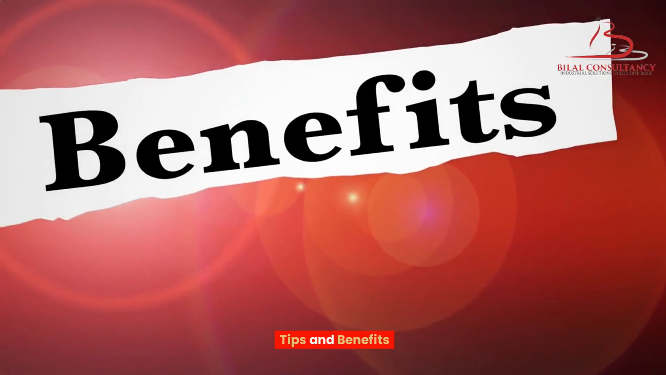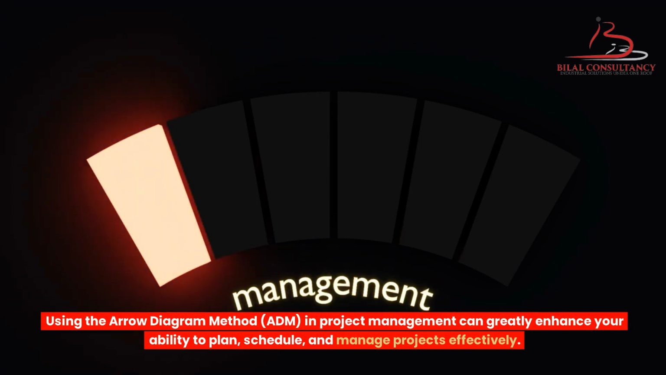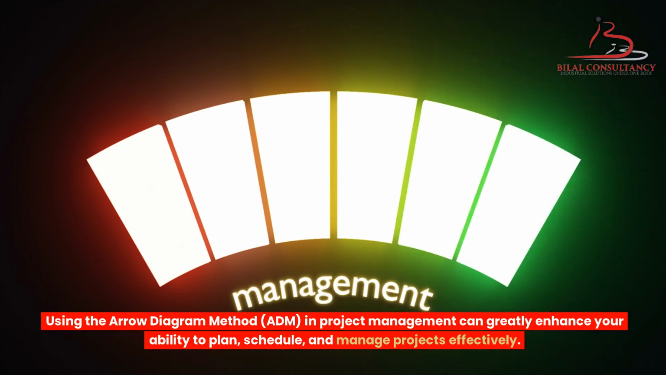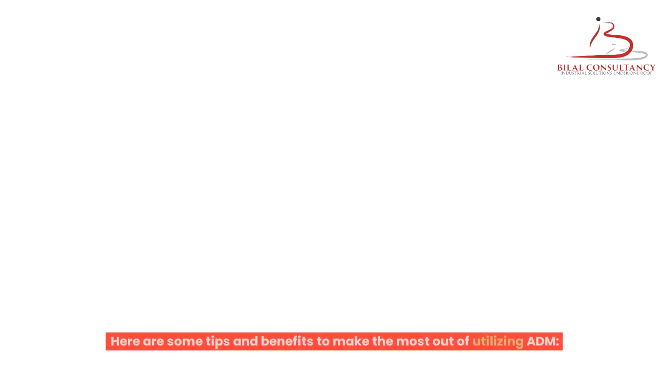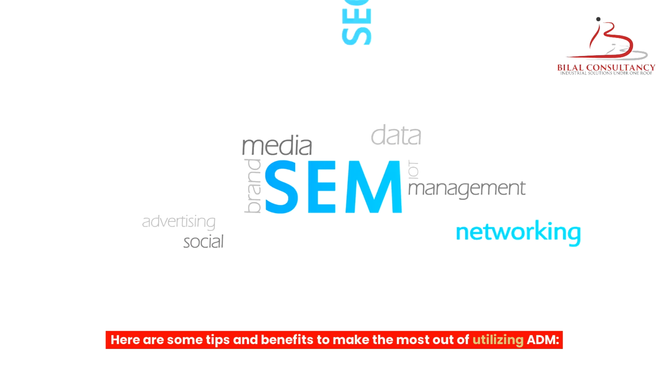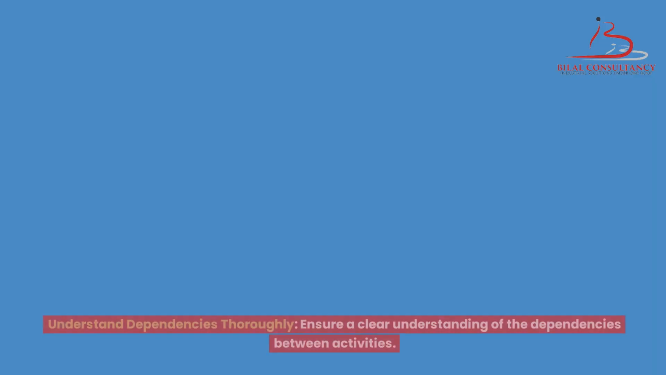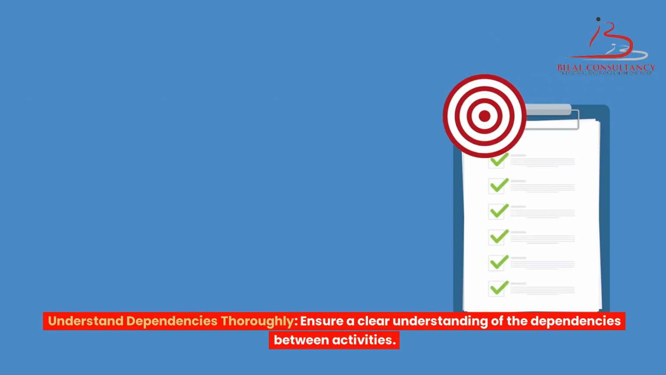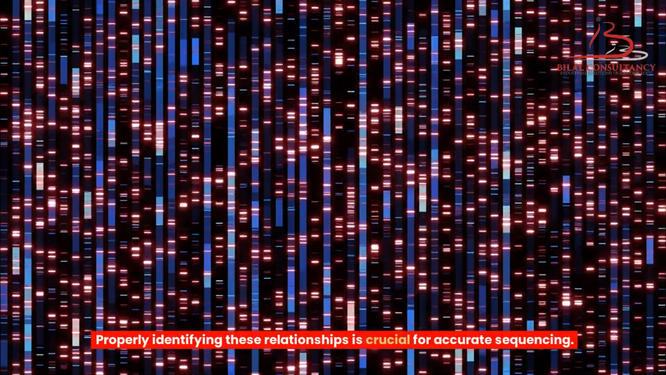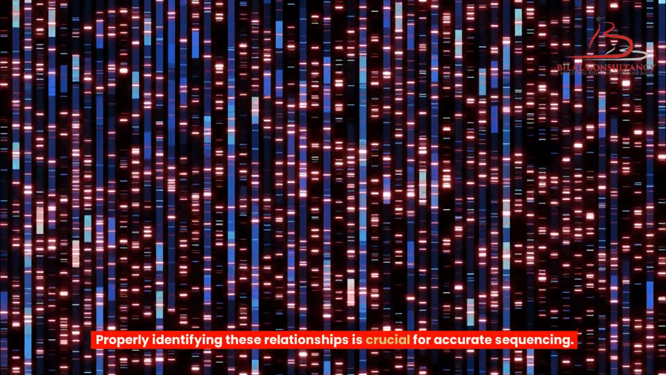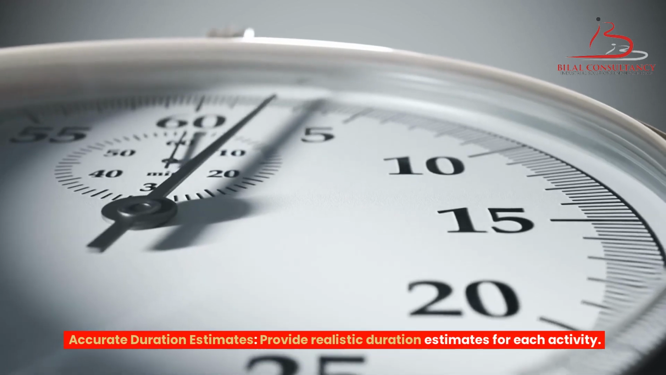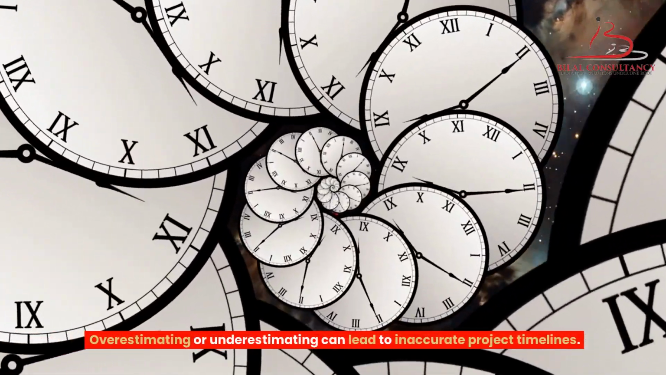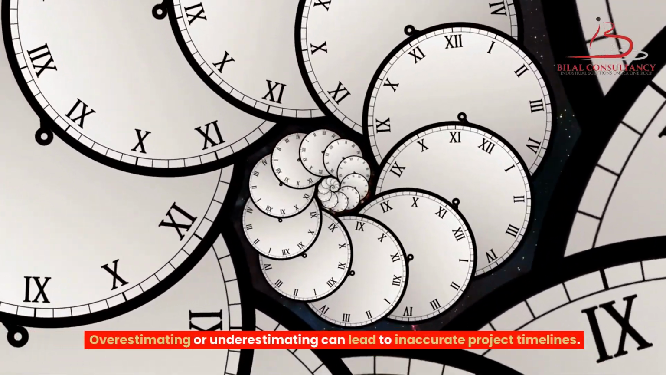Tips and benefits. Using the arrow diagram method, ADM, in project management can greatly enhance your ability to plan, schedule, and manage projects effectively. Here are some tips and benefits to make the most out of utilizing ADM. Tips. Understand dependencies thoroughly. Ensure a clear understanding of the dependencies between activities. Properly identifying these relationships is crucial for accurate sequencing. Accurate duration estimates. Provide realistic duration estimates for each activity. Overestimating or underestimating can lead to inaccurate project timelines.